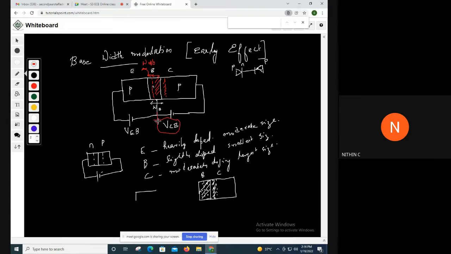Okay. Now you can tell me what all are the effects of this base width modulation.